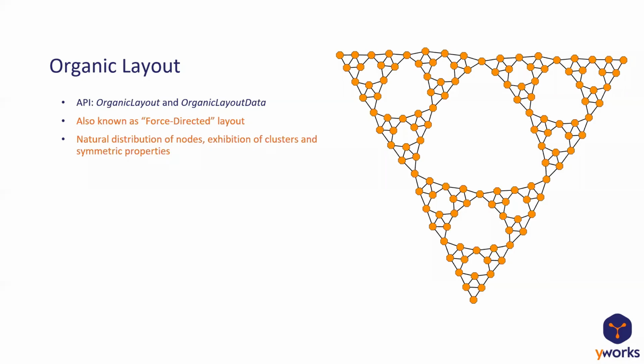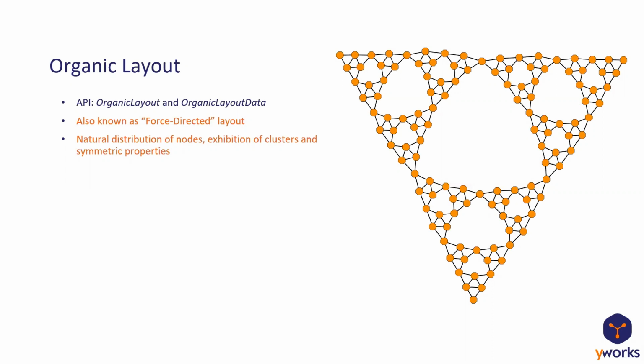Okay, the organic layout. Here we see a sample of the organic layout, and we see immediately that the kind of layout that it produces is extremely different. In literature or other libraries, it is also known as force-directed layout. And the general idea of this organic layout is that it produces a natural distribution of the nodes, and it exhibits clusters and symmetric properties.